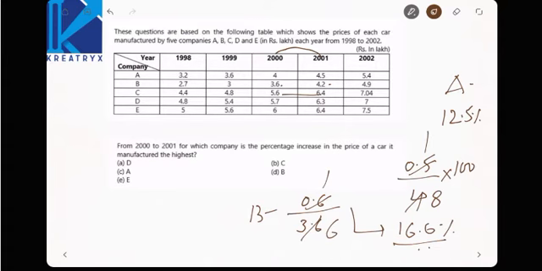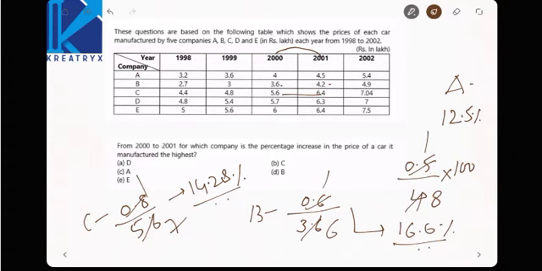For C, see here, the initial value is 5.6, the next value is 6.4. The difference in the value will be 0.8. 0.8 divided by 5.6 is nothing but equal to 1 by 7. 1 by 7 is equal to how much? 14.28. Observe the averages video again. Okay, 14.28. Now D, 5.7 to 6.3, the change in value is nothing but 0.6, right?